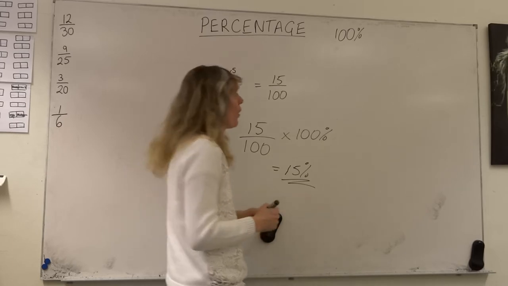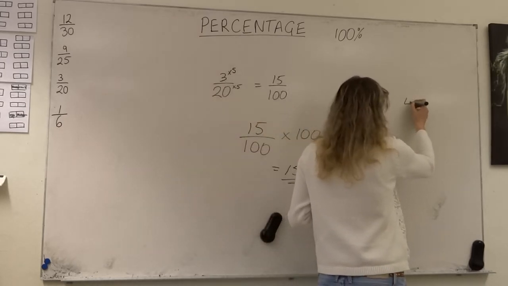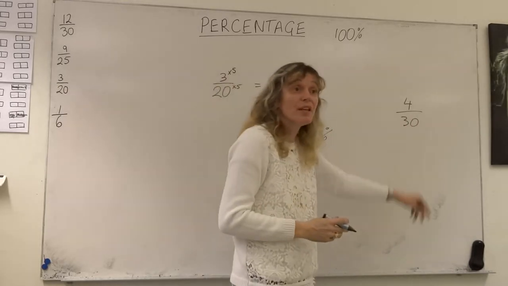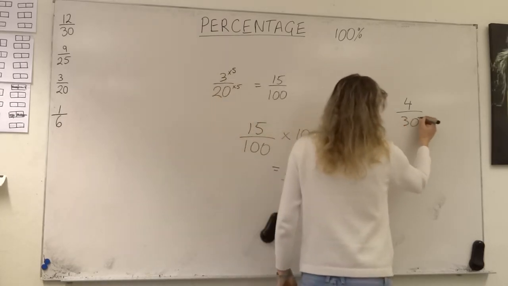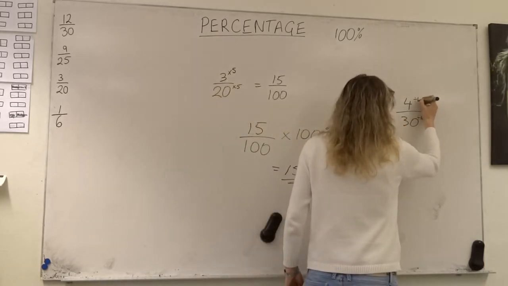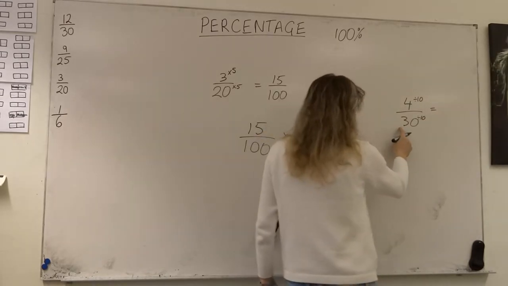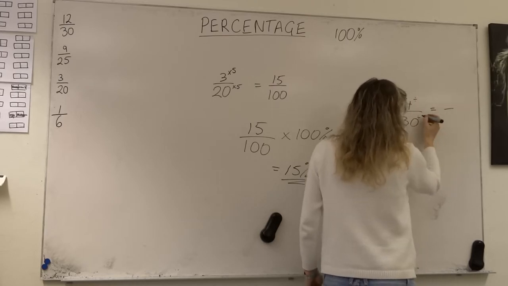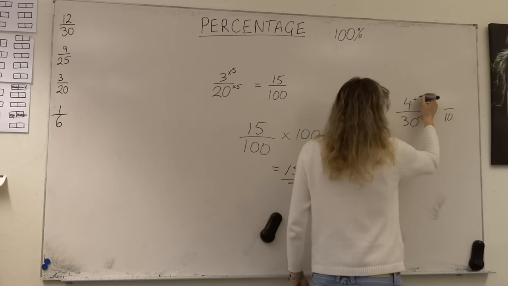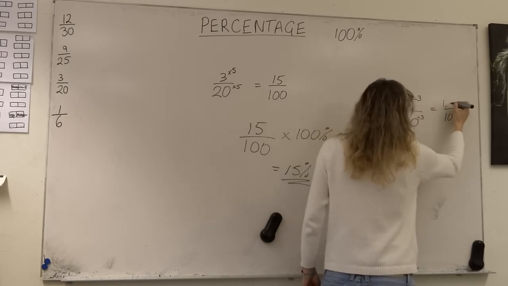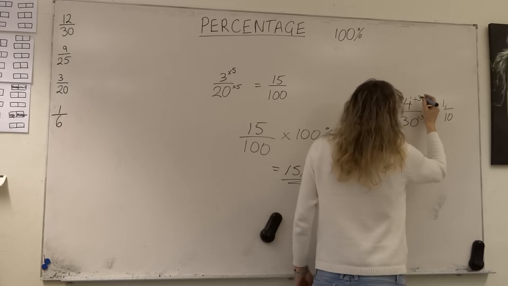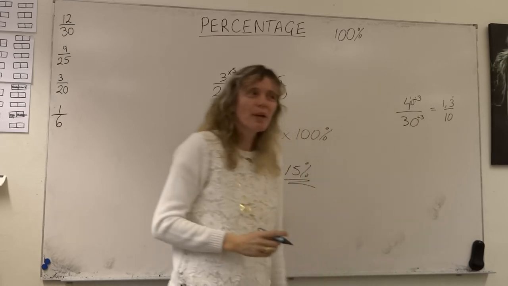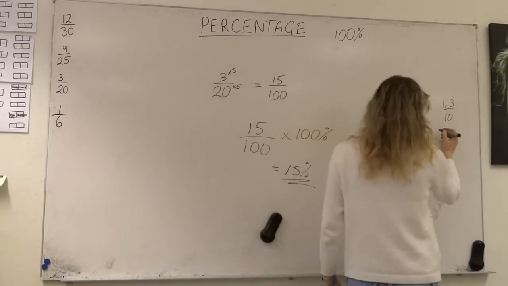I could now compare quite easily if I'd rather have 3 sweets out of a bag of 20 or 4 sweets out of a bag of 30 if I converted both of these into percentages. Let's change this one into a percentage as well. Divide by 10. Whoops, 30 divided by 3 would give me 10 on the bottom. 4 divided by 3 would give me 1.3 recurring. Now we've got a combination of fractions and percentage. We're not supposed to really have that.